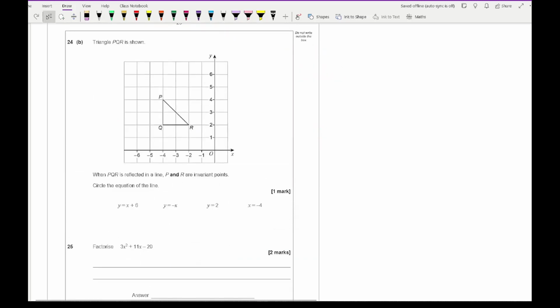Then looking at the next question, it says triangle PQR is shown when PQR is reflected in a line. P and R are invariant points. Now invariant points basically mean they don't move. So if they don't move, then our reflection line has got to be actually on those points. So which of these represents that line that I've just drawn? Well, it's going to be y equals -x.